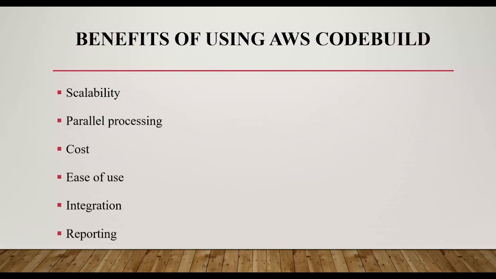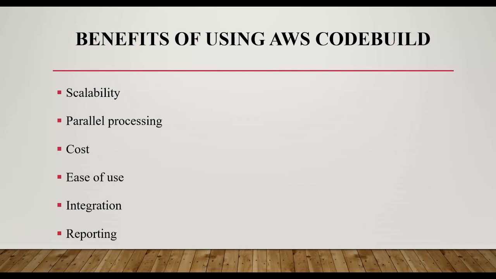The next is benefits of using AWS CodeBuild. The main benefits are scalability, parallel processing, cost, ease of use, integrations, and reporting. Let's see one by one what the definitions are and how they are useful. Scalability: CodeBuild automatically scales up and down to accommodate the build volume. Parallel processing: CodeBuild can process multiple builds at the same time. Cost: you only pay for the build resources you use on a minute by minute basis, so it costs based on the time you use.